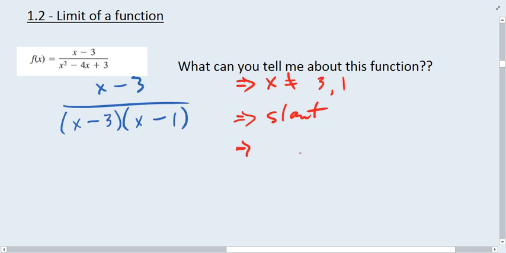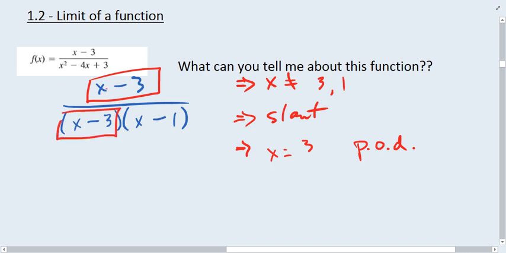3 is a point of discontinuity. Anybody remember that from pre-calculus 30? So x equals 3 is a point of discontinuity, a POD. I'm going to write it down. Why is that? Someone tell me. Look at that: a factor in the top and a factor in the bottom are the same. Exactly. And so this is a rational function. Nobody said that yet. When you can divide out a common factor like that, yes, we have a point of discontinuity.